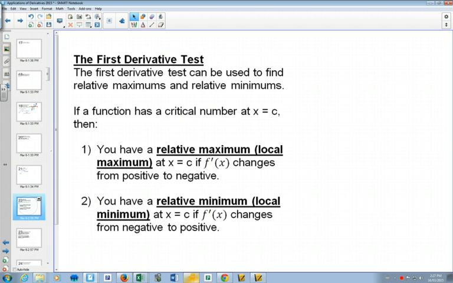Okay, so all this leads to what we're going to be doing for helping us graph things, which is the first derivative test. So we can find our maximums and our minimums. We've already done this a little bit. But what we're going to do is we're going to take our derivative. We're going to find our critical numbers, and then find out if they are minimums or maximums.